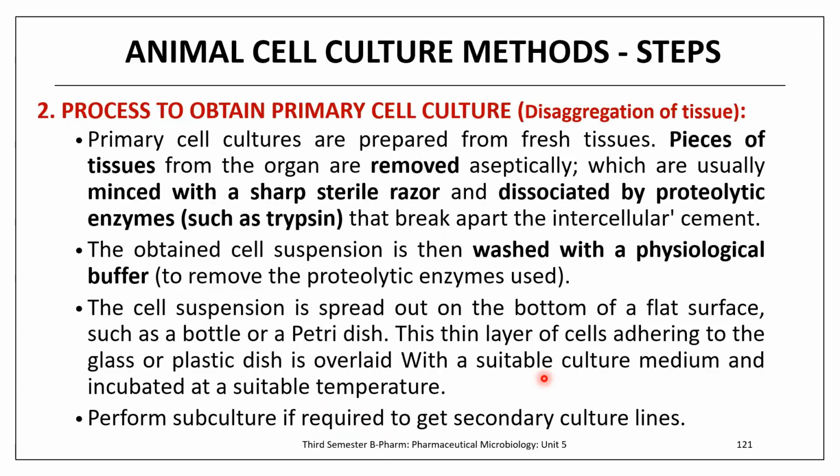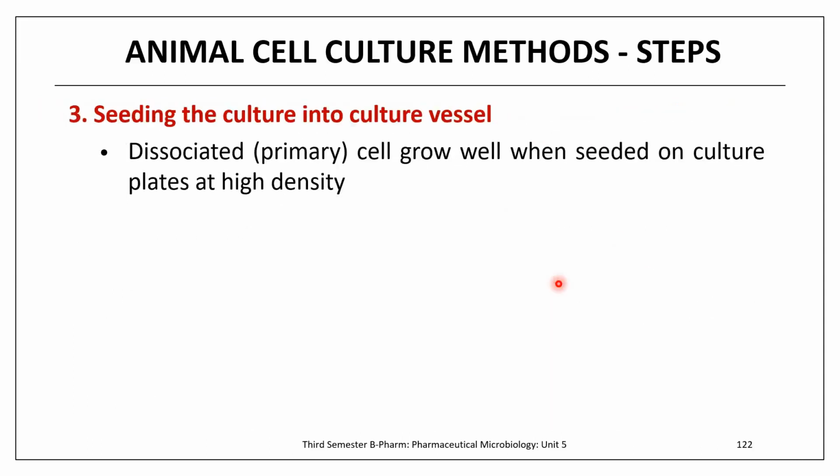Now coming to the second step, that is the disaggregation of the tissue. This can be done by some kind of mechanical method or by using some kind of enzyme, and it has to be washed with a physiological buffer, and it has to be subcultured if required for secondary cell culture.